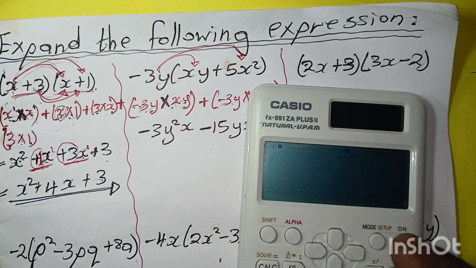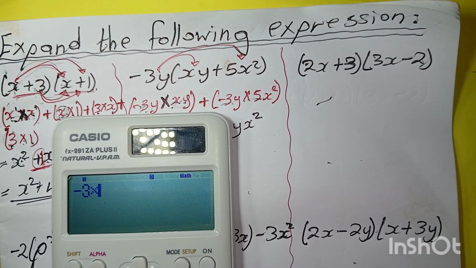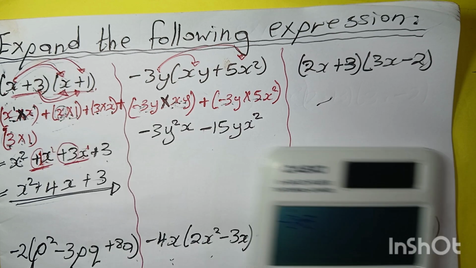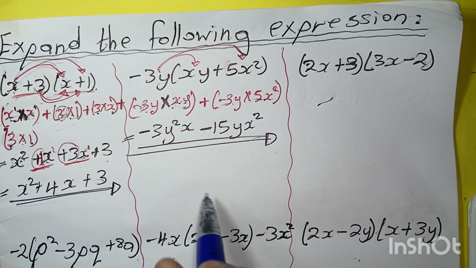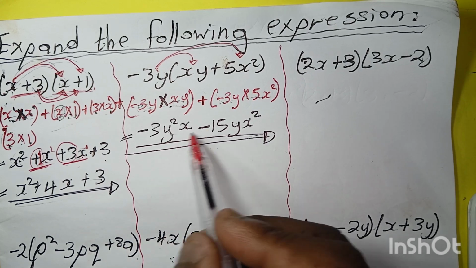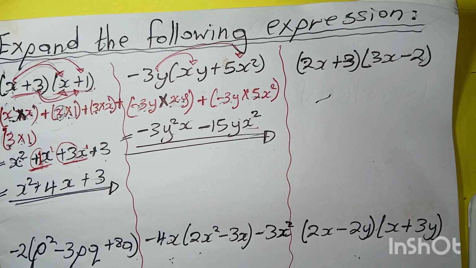Do you see? You can even use a calculator to check that I'm correct. Minus 3 multiplied by 5, it's negative 15. So this one is the final answer, because here you don't have like terms. Even though they've got the same base, they've got different exponents, meaning that they are not like terms.